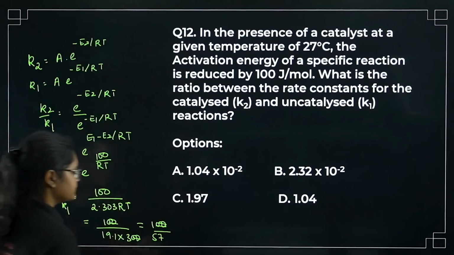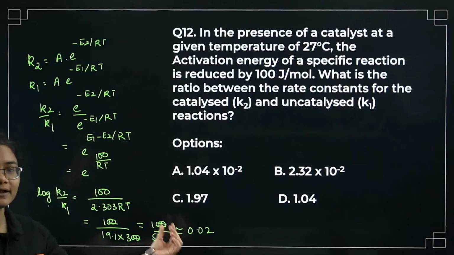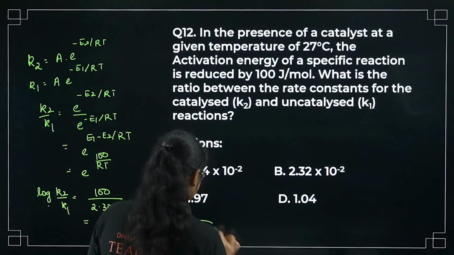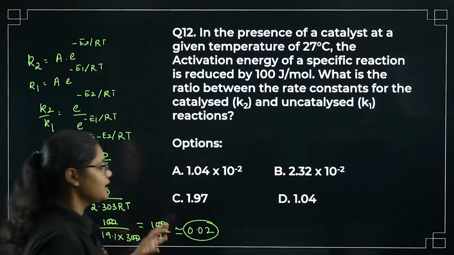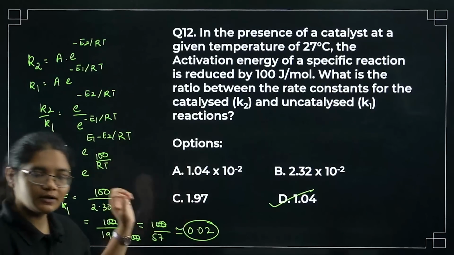Now 1 by 57, if you solve it, is nearly equal to 0.017 or 0.02. So I have to find a number whose log value is 0.02. Just in the previous question we have solved that 1.04 has a log value of 0.02. So option number D here.